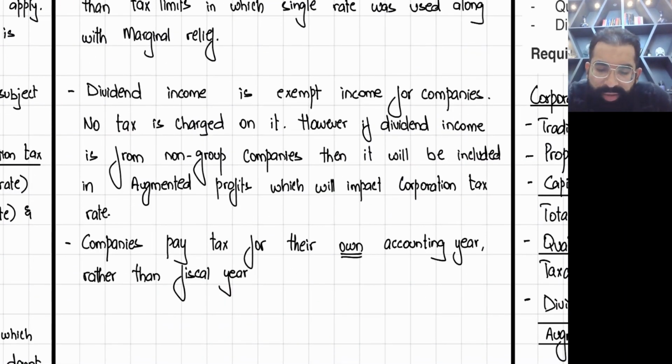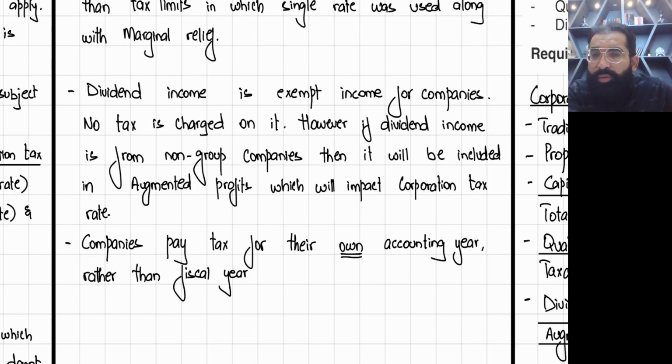Okay, now dividend income is exempt income for companies. It's a tagline: no tax on dividend income. No tax is charged on dividend income.